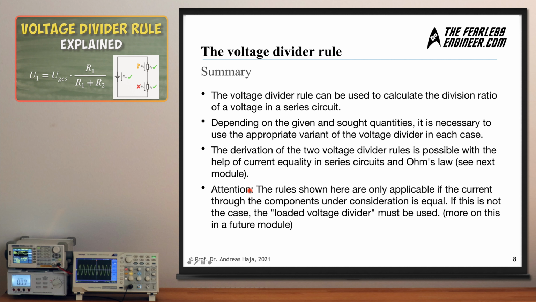Also, one thing you might want to pay attention to: the rules which are shown here only apply if the current through the components under consideration is equal. So one of the most important facts about the standard voltage divider is that the current through the first resistor must be identical to the current through the second resistor. If this is not the case, then you cannot apply these formulas. And in case you have something like the setup which I talked about on the previous slide with the LED and the resistor which we place in parallel to one of the voltage divider resistors, we take away some of the current flow, and in this case we have a so-called loaded voltage divider, which we will also look at in one of the upcoming videos.